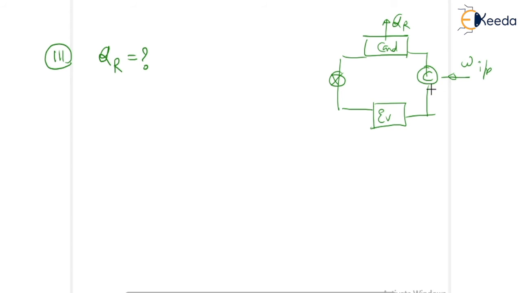Work input is going to occur in the compressor, heat extraction is going to occur in the evaporator, and heat rejection is going to occur from the condenser. That means you have to find QR. So what is the value of QR? QR is nothing but QE plus work input. How can we write it?